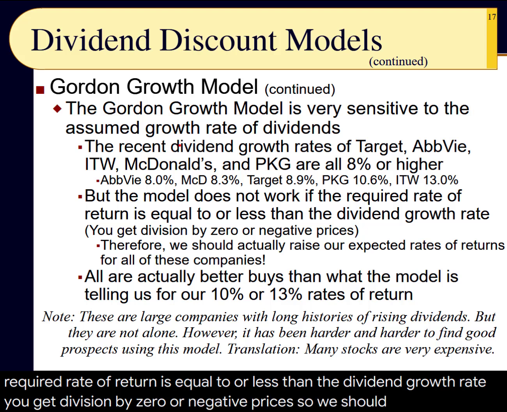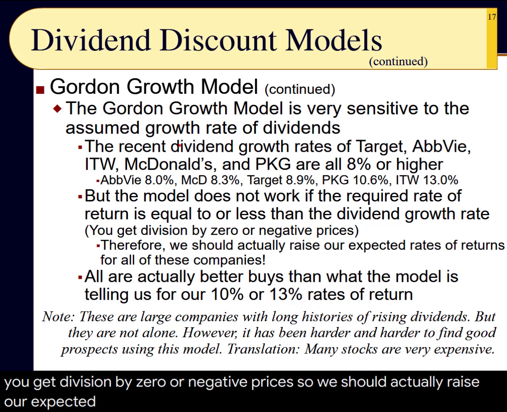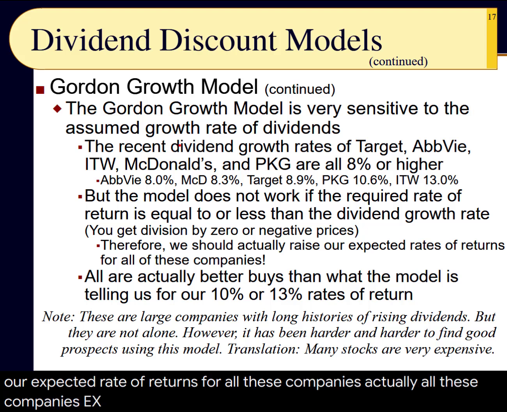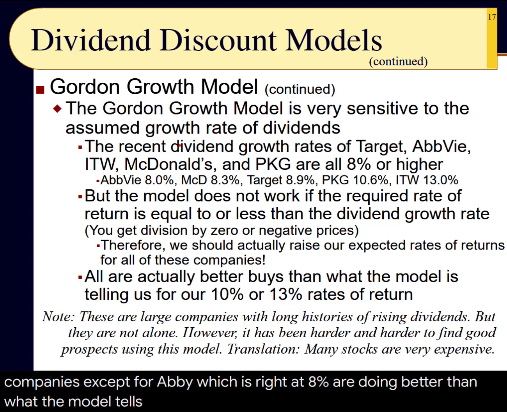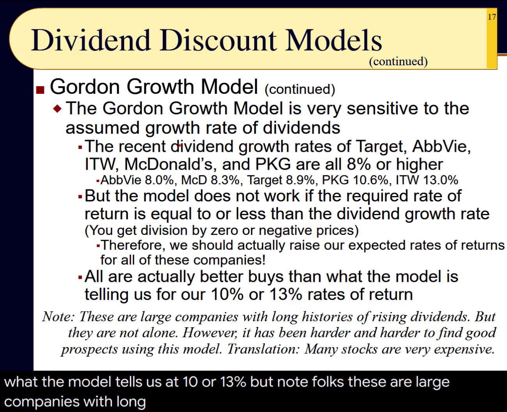So we should actually raise our expected rate of returns for all these companies. Actually, all these companies, except for AbbVie, which is right at 8%, are doing better than what the model tells us at 10 or 13%. But note, folks, these are large companies with long histories of rising dividends, but they're not alone.